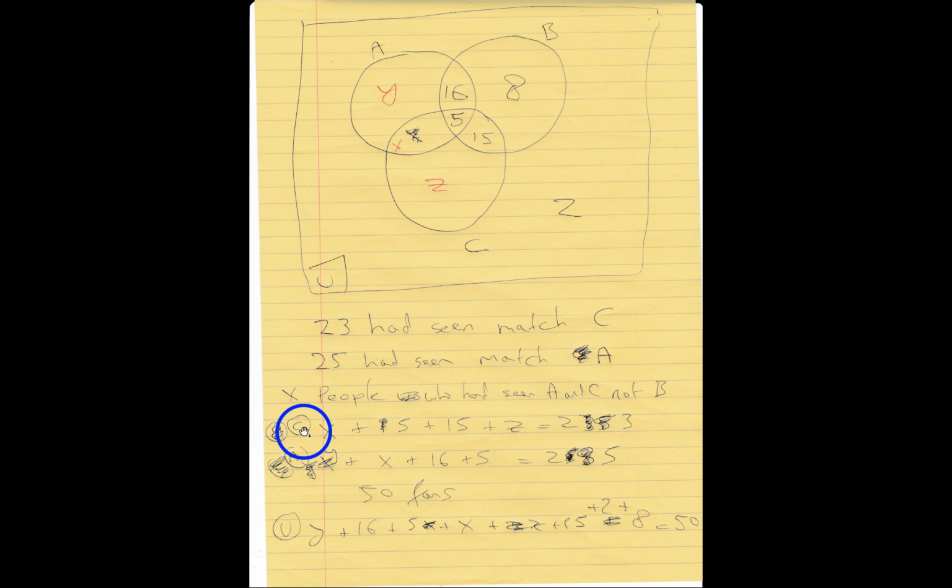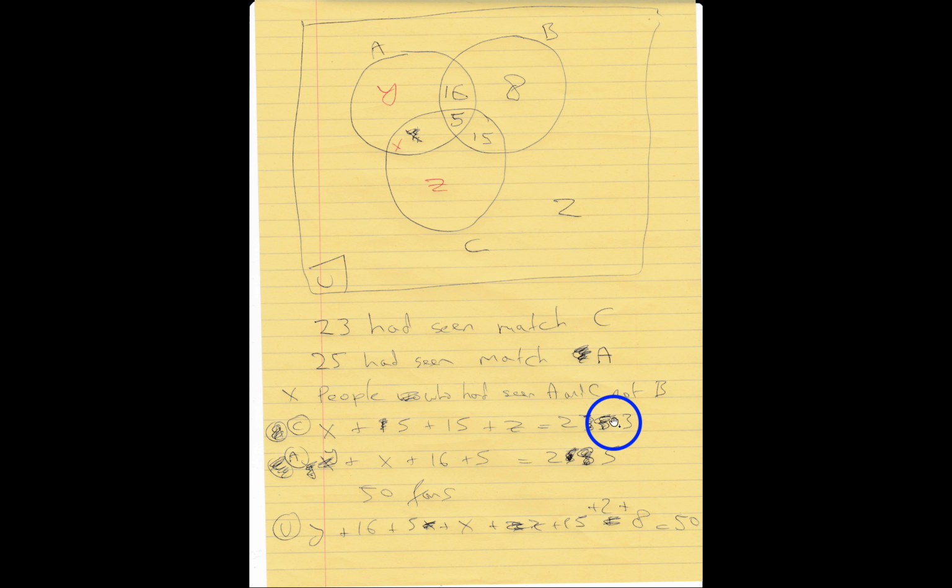And so then we can set up a little equation. We know that 23 people had seen match C. And from the Venn diagram, we can introduce variables. So then we have X plus 5 plus 15 plus Z equals 23. So that uses that information. Then we can set up another equation for the number of people who've seen match A, and that's Y plus X plus 16 plus 5, and we're given that that's 25.